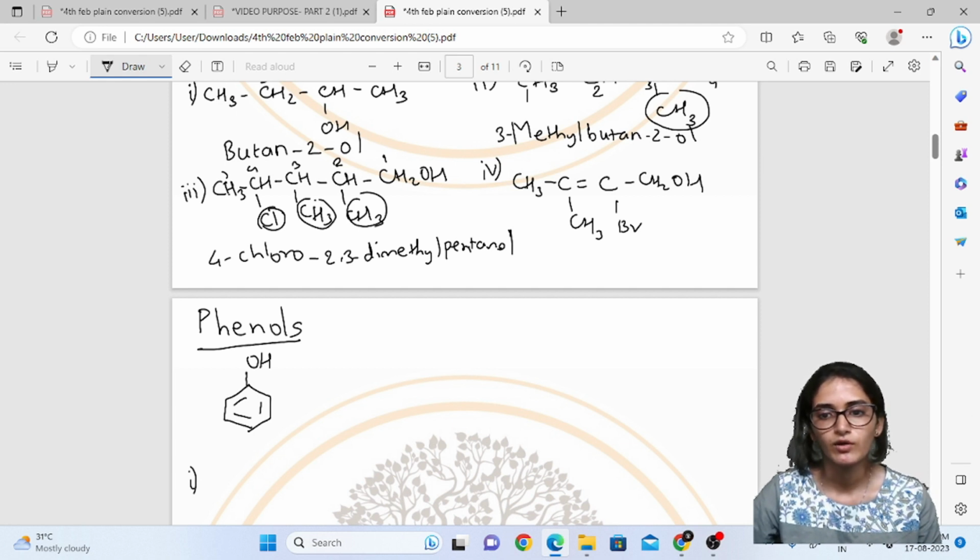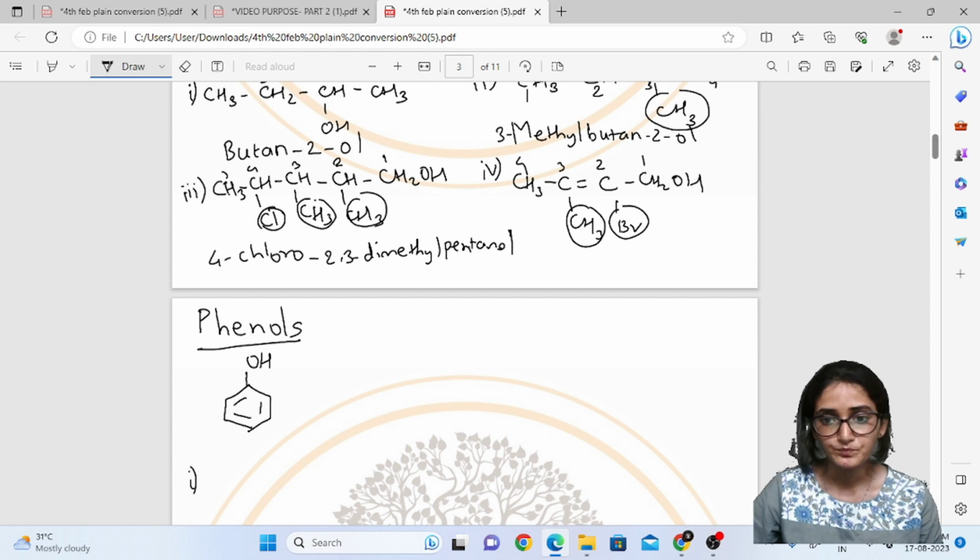Here there is a double bond. We will start numbering 1, 2, 3, 4. This is a substituent. This is also a substituent. So the name will be, first we have to write about the substituent. So first bromo will come. So it will be 2 bromo, 3 methyl.